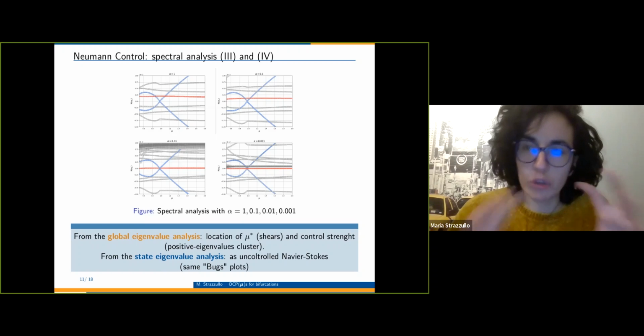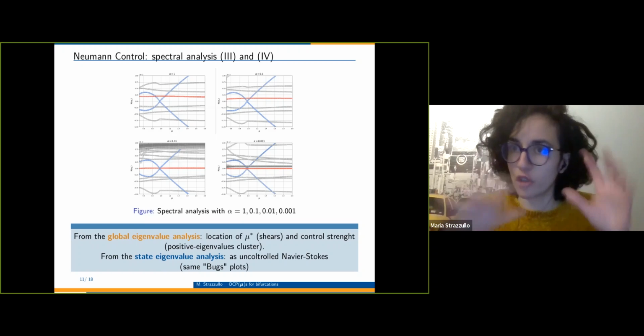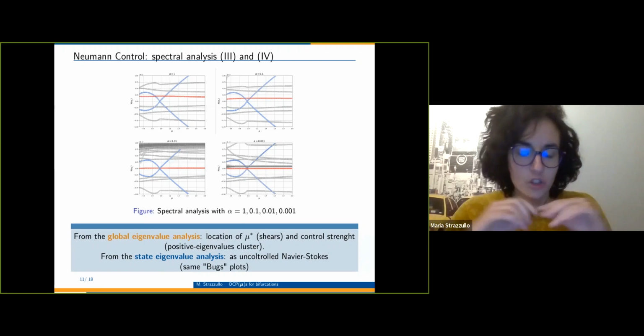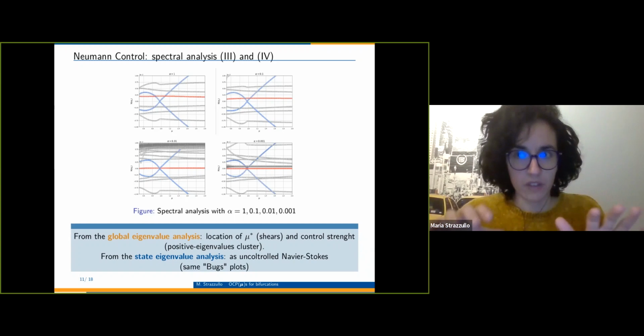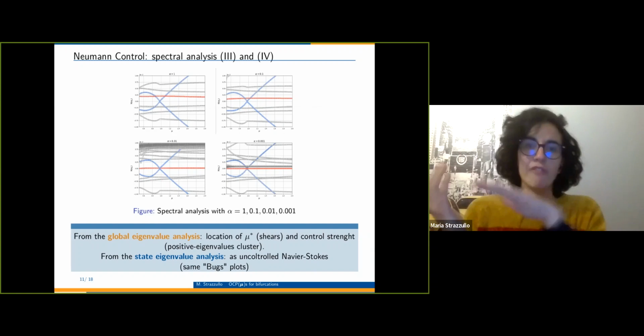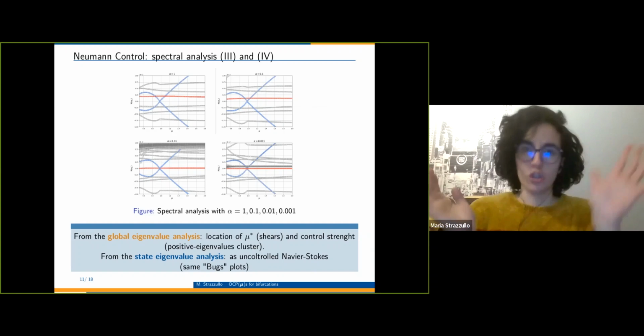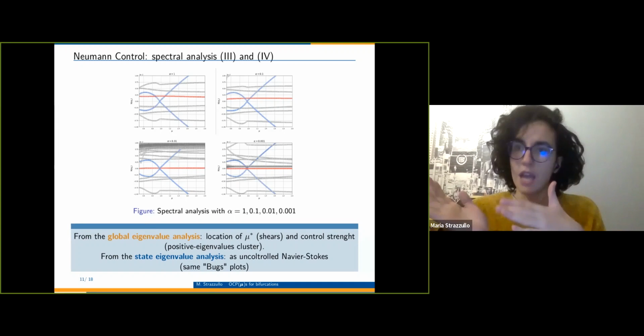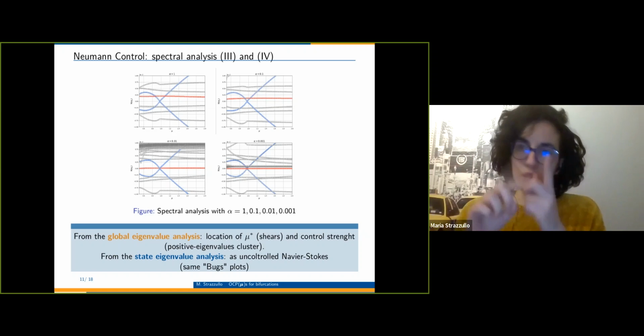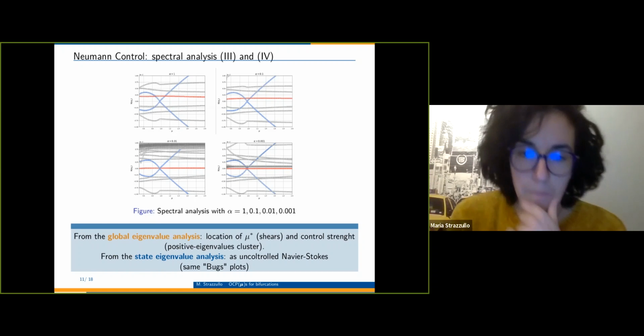I'm not showing you the bugs plot, so the colorful ones that I showed you before, because they are very similar to the standard Navier-Stokes one. So for the wall-hugging solution, you have all negative real part eigenvalues, and for the straight solution, you have the crossing of the origin.